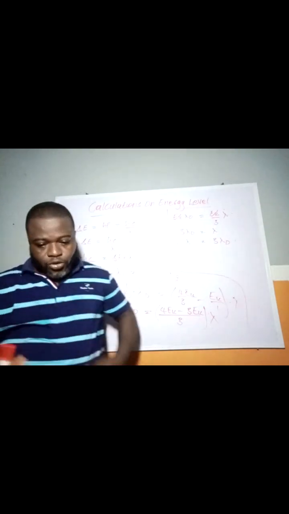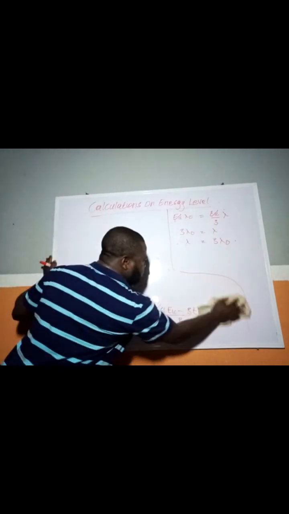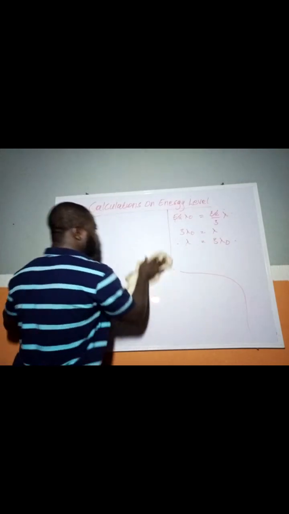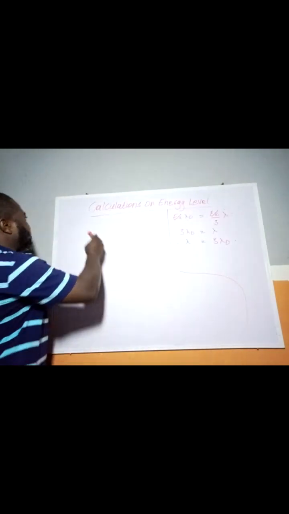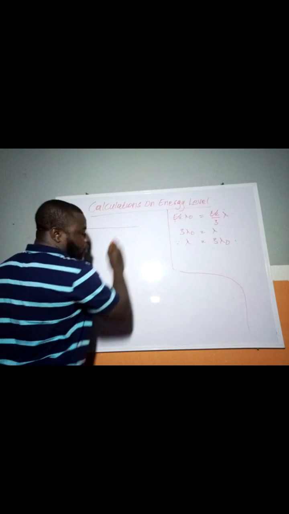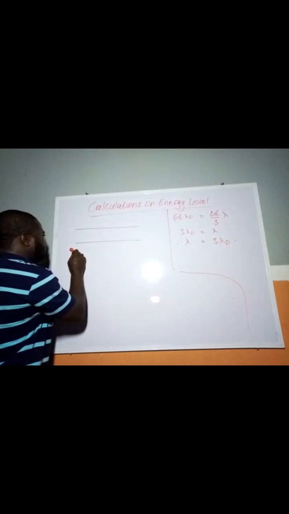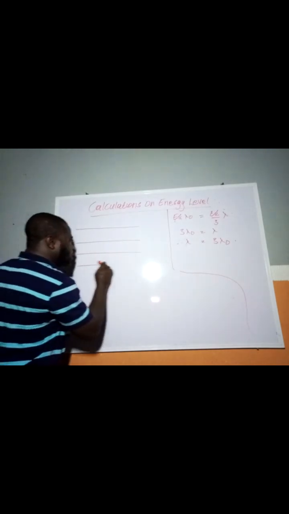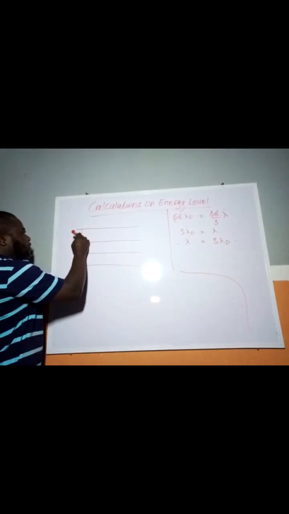Hope you understand this. So now let's see another question. Let me rub off the board and let's see number 2. Number 2 is talking about this. It's giving us a diagram like this: 1, 2, 3, 4.